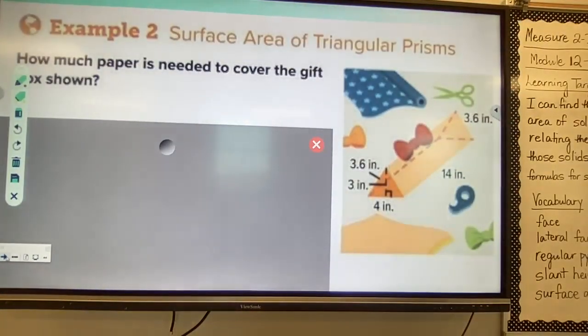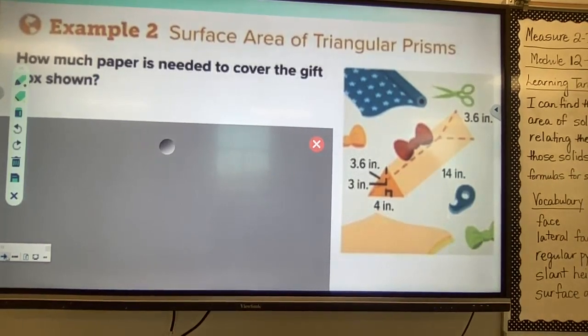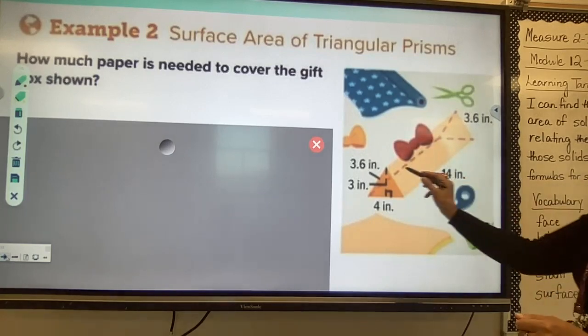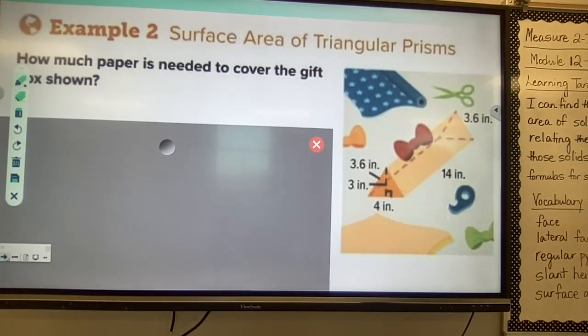So we know that in any triangular prism the bases are congruent, but the faces are not always congruent. So in this triangular prism there are 2 congruent triangular bases. Okay, and there are 3 rectangular faces, 2 of which will be congruent. Okay, so let's look at the area of the bases. The base is a triangle, and so what is the area?